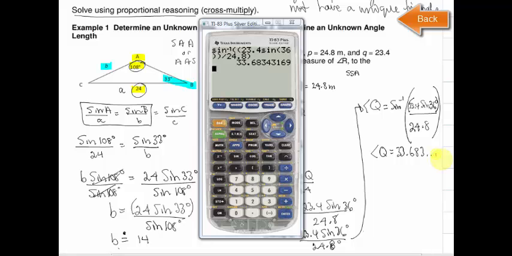33.683. Now, I don't want to round off just yet, well, actually I do. I'm going to round this off to the nearest whole number because we are asked to find the measure of angle R to the nearest whole number, so I'll get Q to the nearest whole number. And that will give me 34 approximately. These are all approximate, right?